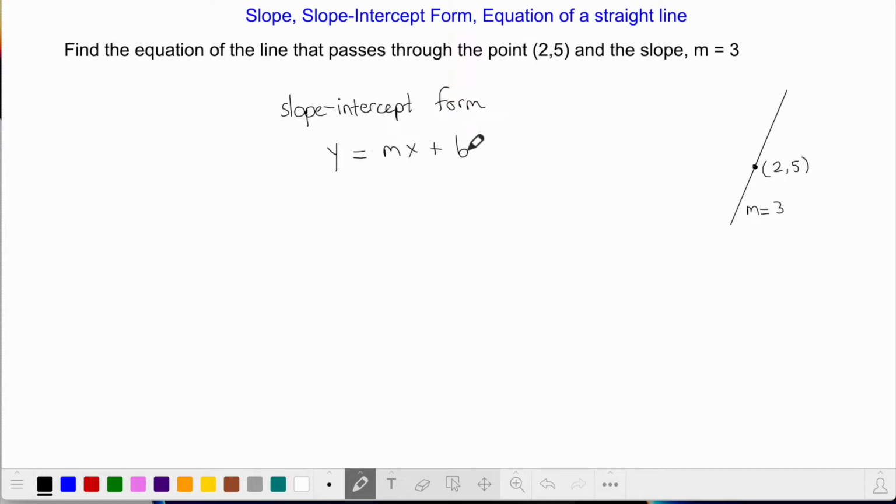In some textbooks, it is written as mx + c, but it doesn't matter. In this video, I'm going with mx + b. So when you see this equation, I want you to remember that m is the slope and b represents the y-intercept.